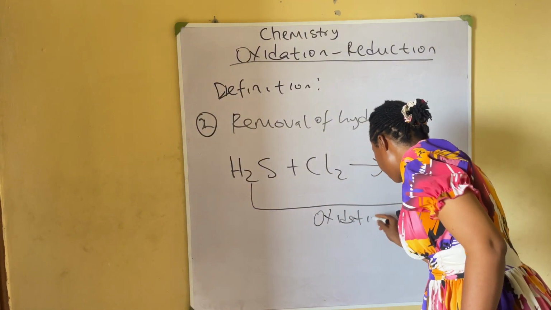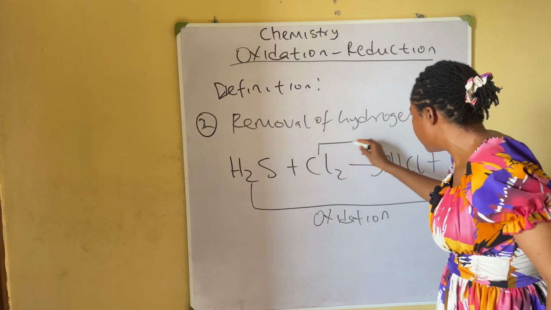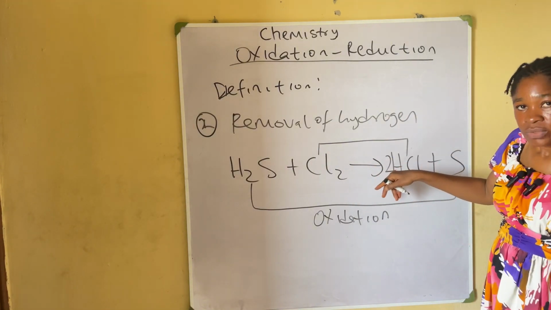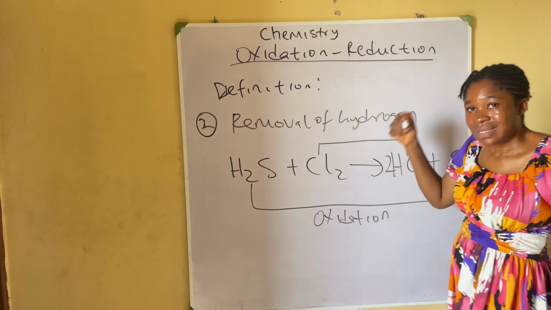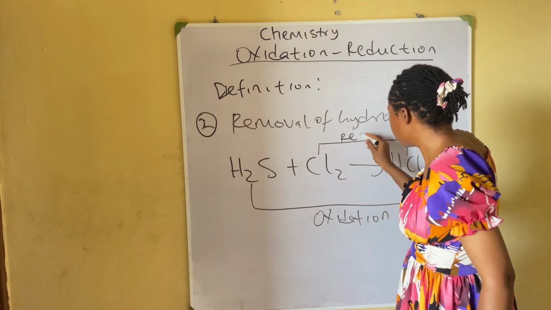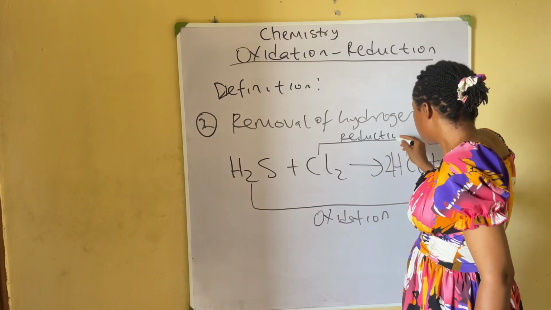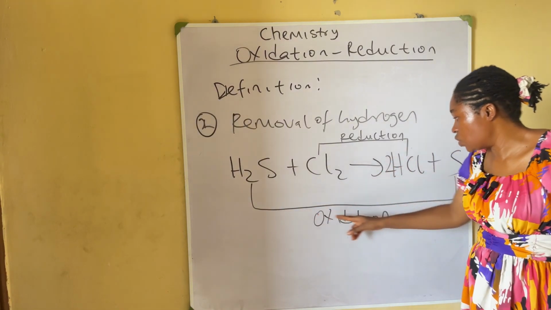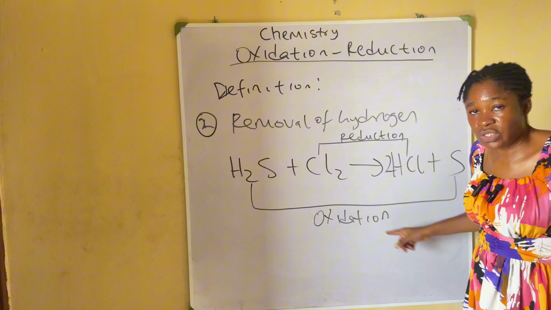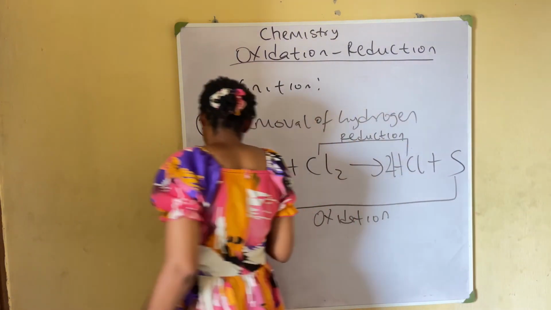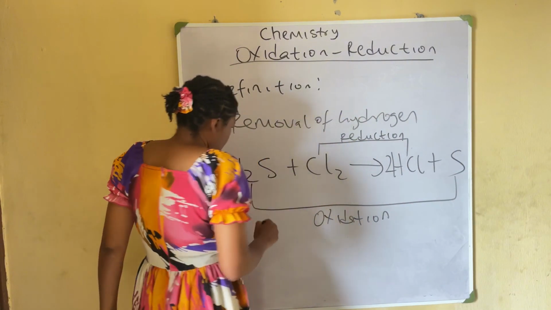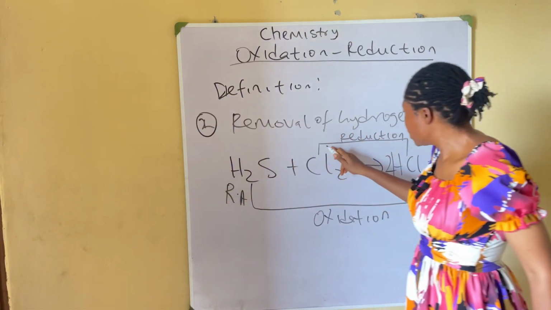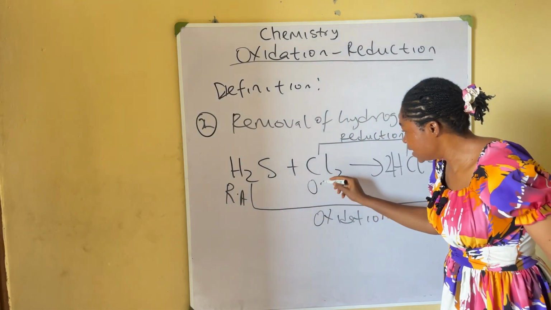So this is oxidation. What happened to this chlorine? Hydrogen has been added to chlorine. So addition of hydrogen is reduction. So remember, the species that leads to oxidation is the reducing agent. The one that leads to reduction is the oxidizing agent.